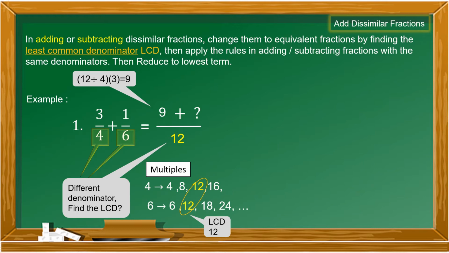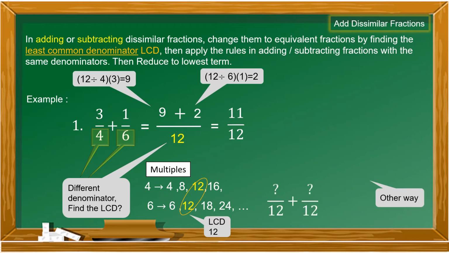Now, the second part of your fraction, to get the answer in the numerator, you are going to use 1/6. So, start with the denominator 12. 12 divided by 6, that is 2. Now, the answer 2, multiply it by 1 in the numerator. So, you have now the answer 2. So, you are going to add this, and then you have now the final answer. 9 plus 2 over 12, you have now 11/12.